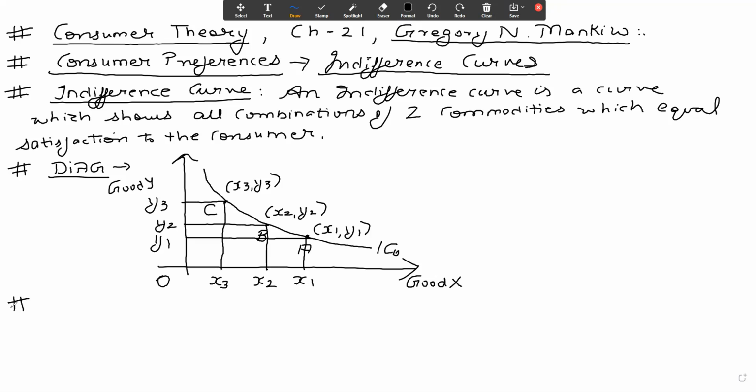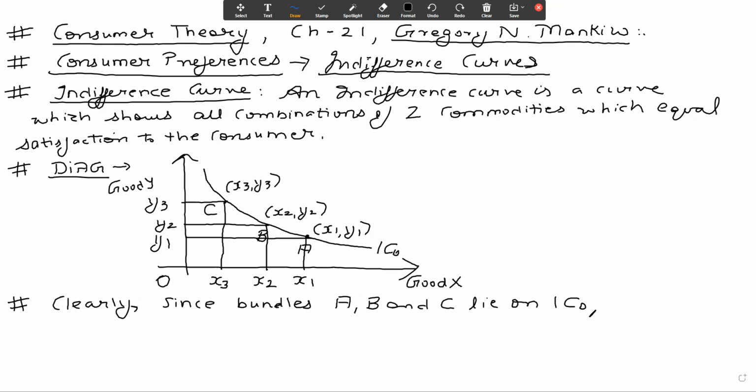Now, since all these three bundles lie on the same indifference curve, they give equal satisfaction to the consumer. So I can say clearly, since bundles A, B, and C lie on the indifference curve IC0, they give equal satisfaction to the consumer.